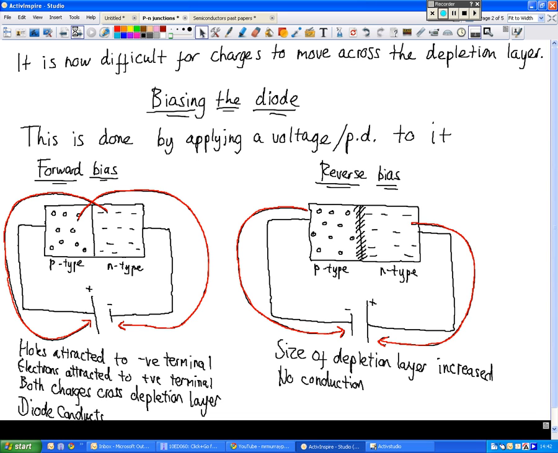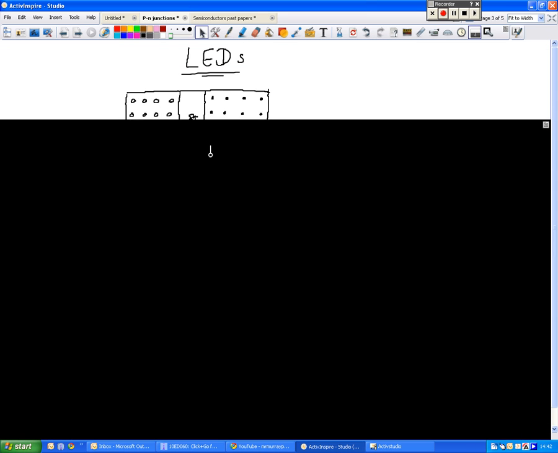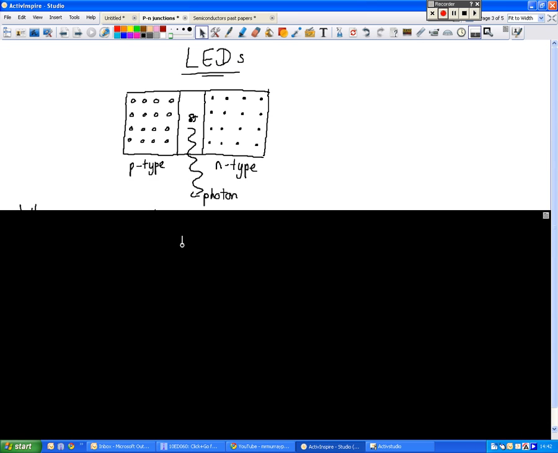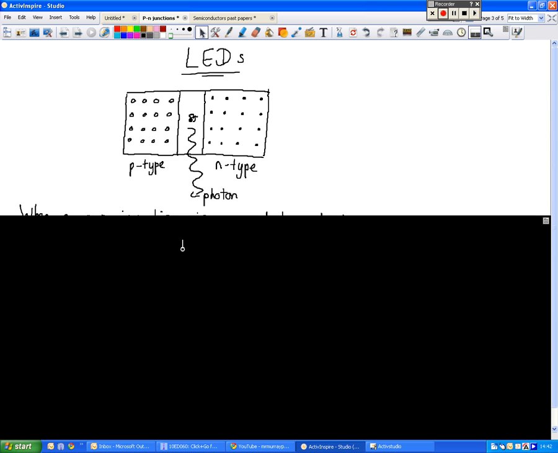There are a few applications of the p-n junction diode, and one of those is LEDs. What happens in an LED is you've got p-type and n-type material with a depletion layer in the middle. It's connected in forward bias.